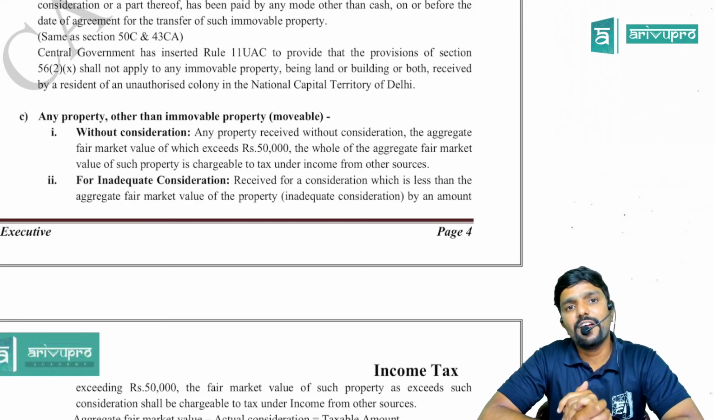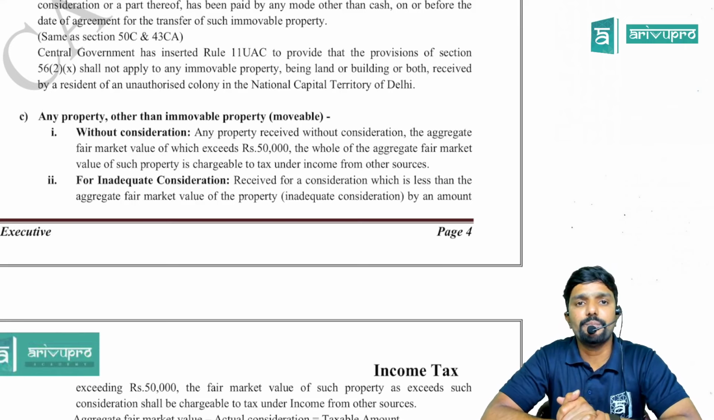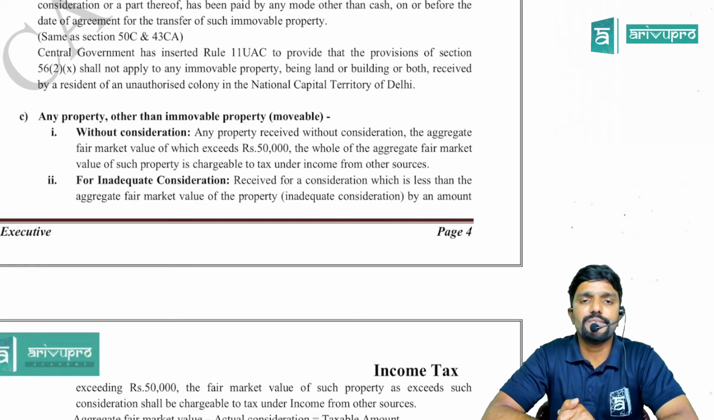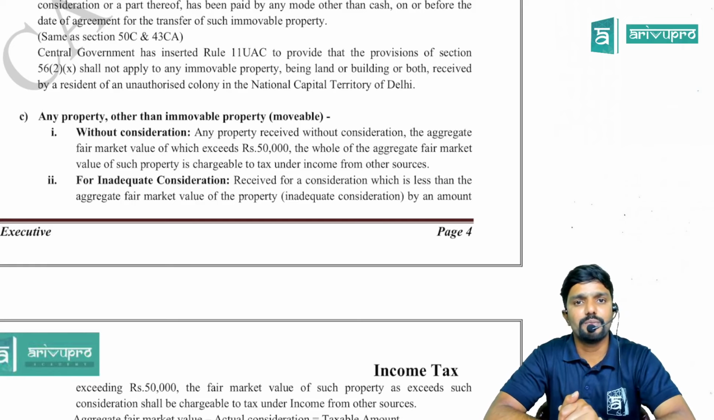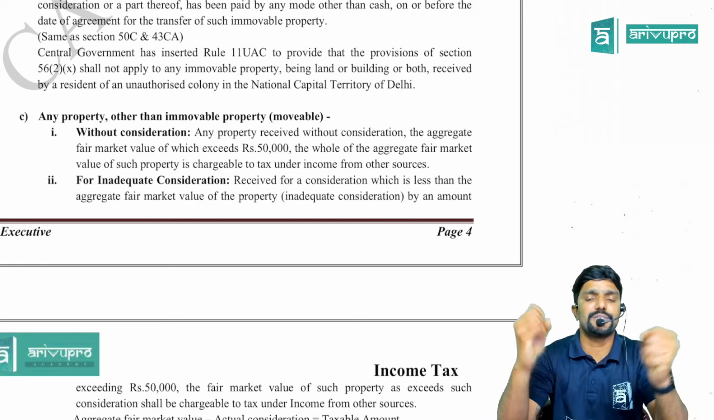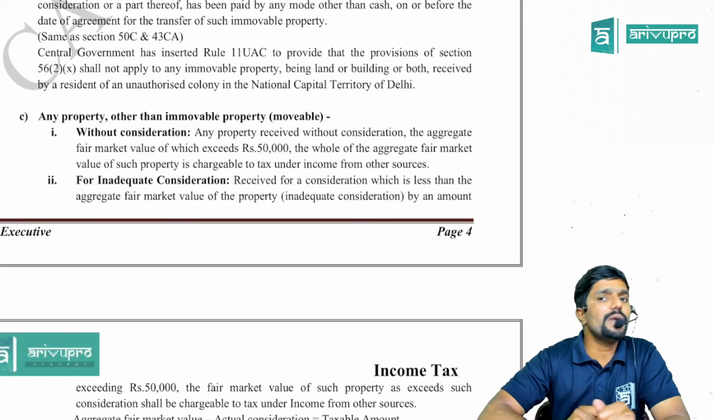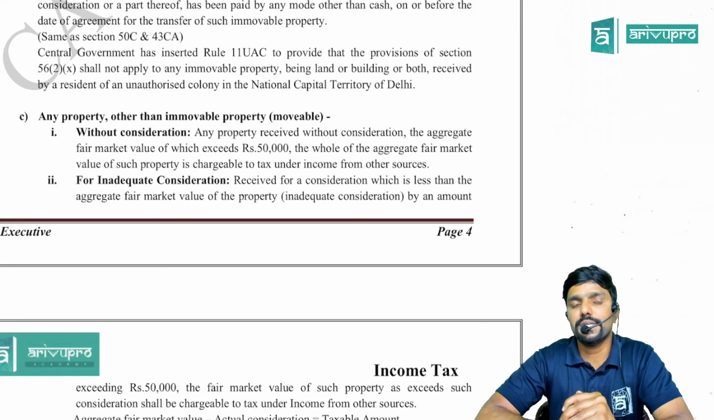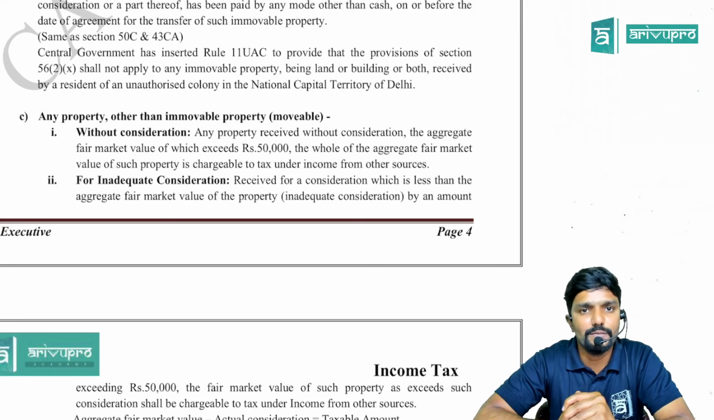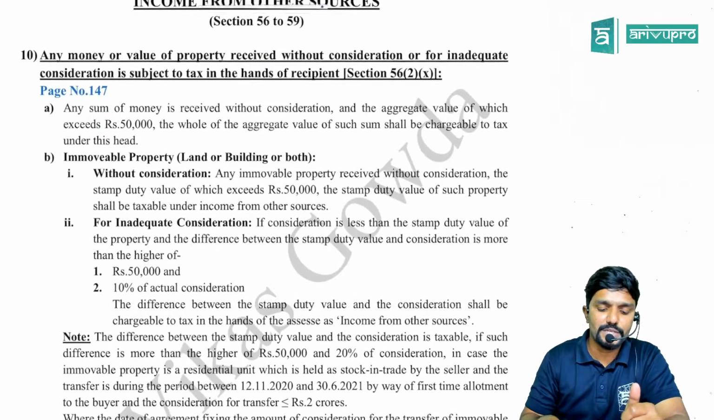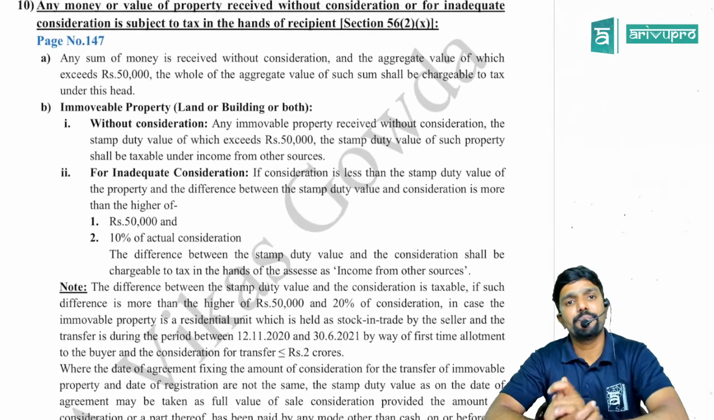Sir, what if I have purchased specified movable property but for inadequate consideration, meaning for a lesser value? In that case, first check what the inadequate consideration is. That is nothing but the difference between the fair market value and the actual purchase value. If that inadequate consideration is more than 50,000, then the entire inadequate consideration would be taxable under this head, guys, in the hands of the buyer. Next, they have also talked about immovable property, which covers both land or building.